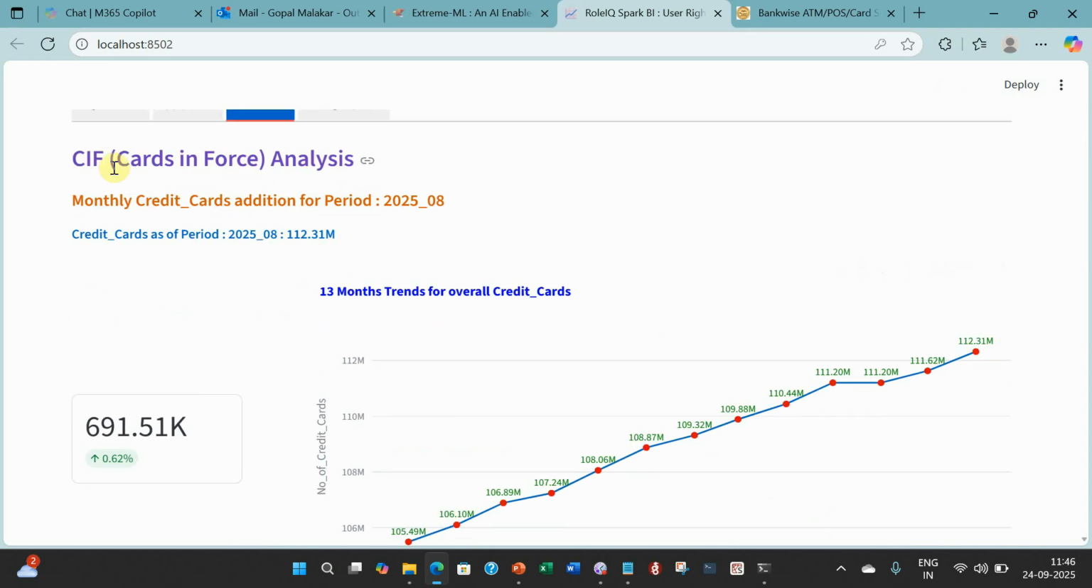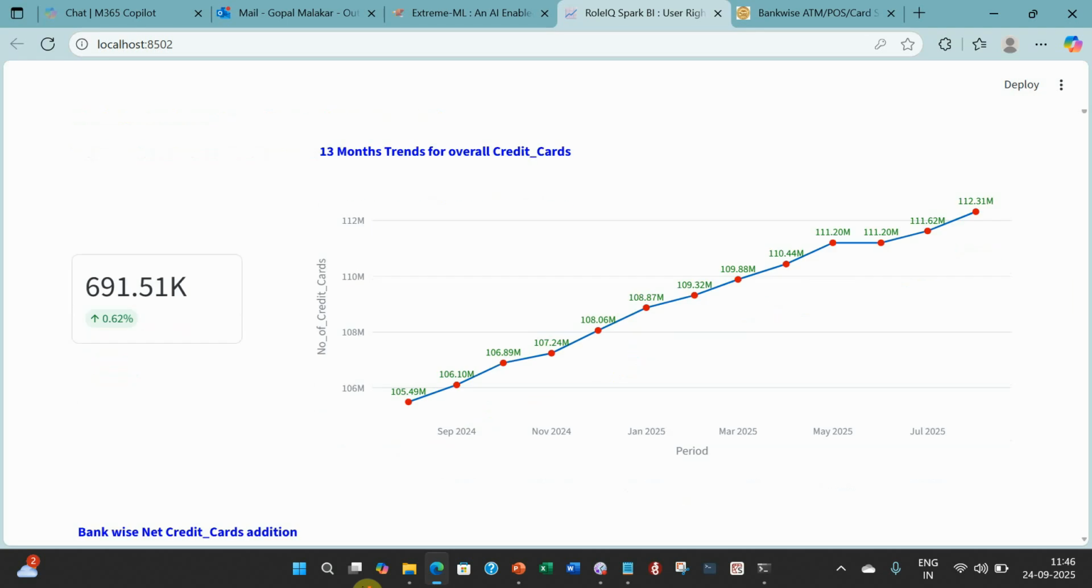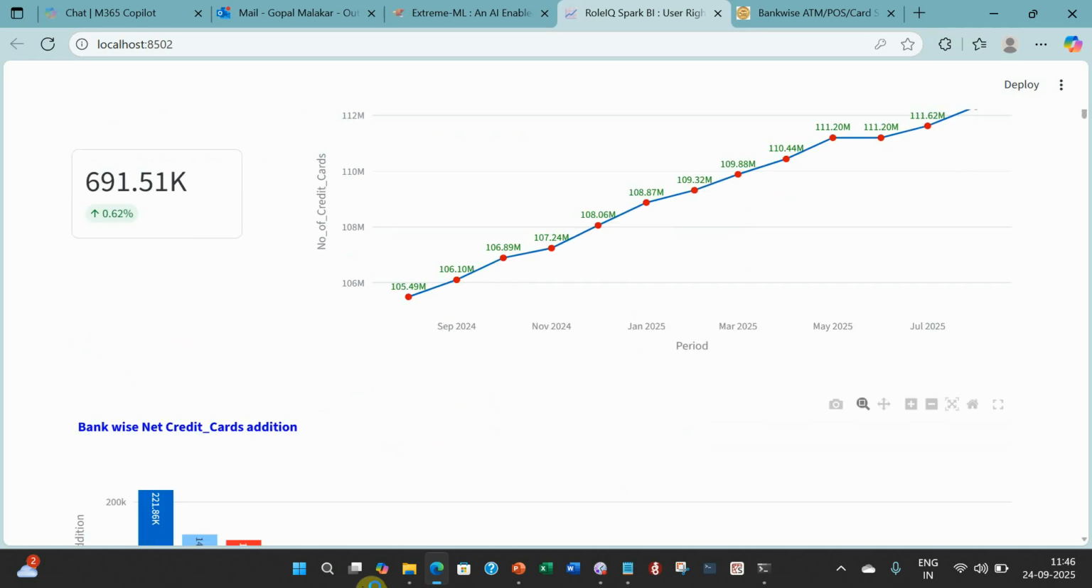First of all, let's study the cards in force analysis. As of this month, we have 112.31 million cards. In crore, it is as good as 11 crore 23 lakh cards as of August. And in this month, 691 thousand cards have been added, which is 6 lakh 91,000 cards added overall in the industry.